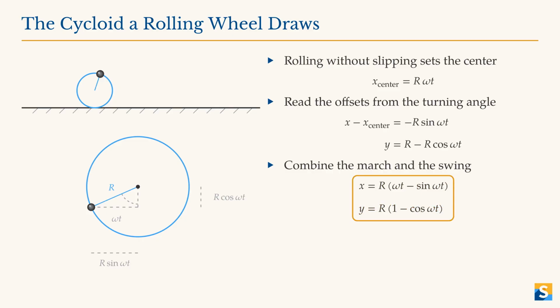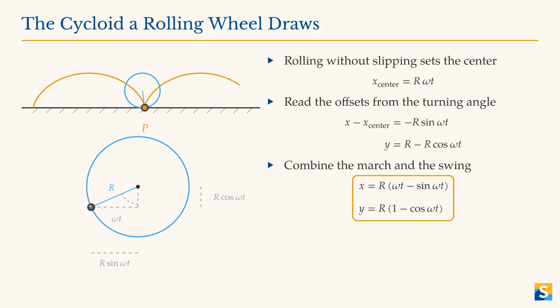X is the center's advance minus the sine part. Y is the 1 minus cosine height, scaled by r. That curve is the cycloid, a chain of arches, and each arch ends in a sharp cusp that kisses the ground at the point P.